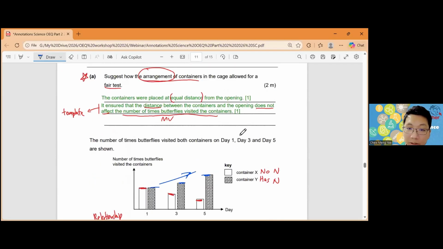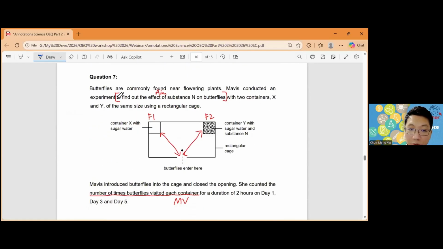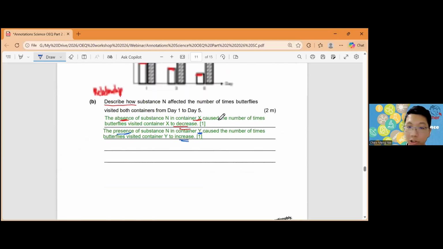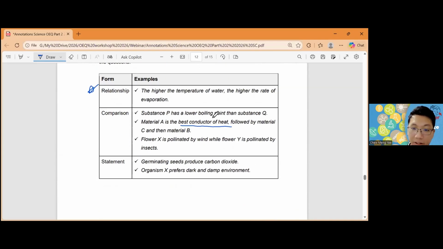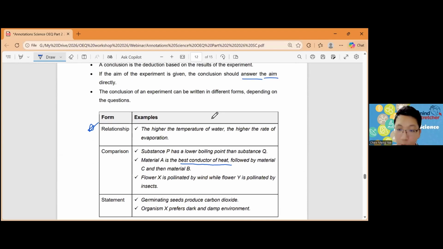Let's say, coming back to question 7, the aim is to find out the effects of substance N on butterflies. So my conclusion could be that substance N causes more butterflies to be attracted. That could be my possible conclusion relating to this aim. I must answer the aim: how does it affect the butterfly? Having substance N attracts more butterflies to visit the flower. But it depends on my results. Basically my point is that the conclusion must answer the aim.